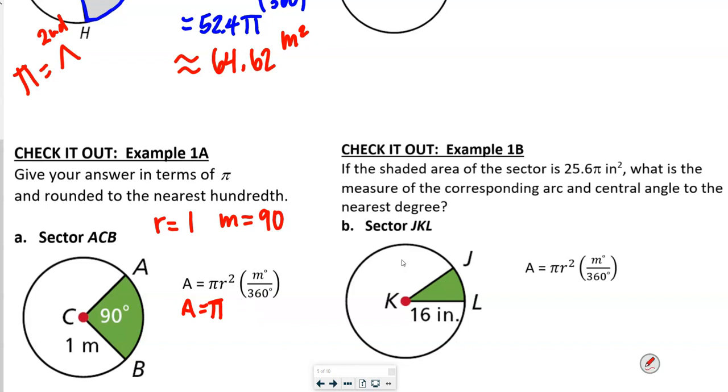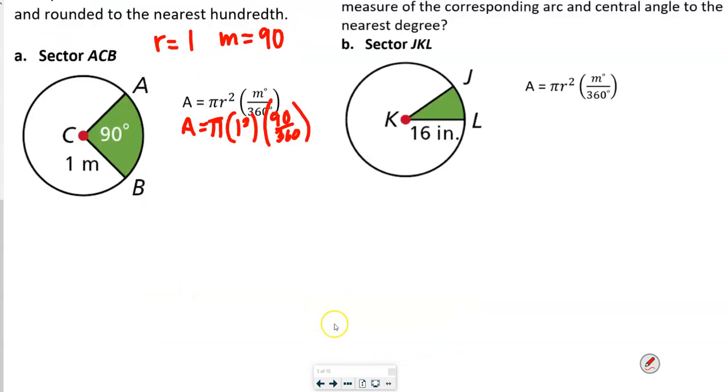1, whoop, I'm having trouble, 1 squared. And then we're going to do 90 over 360, okay? So go ahead and do that. Again, in your calculator, I want you to give me two measures. Don't multiply by pi. Remember, we're not going to multiply by pi yet. We're going to do that last.